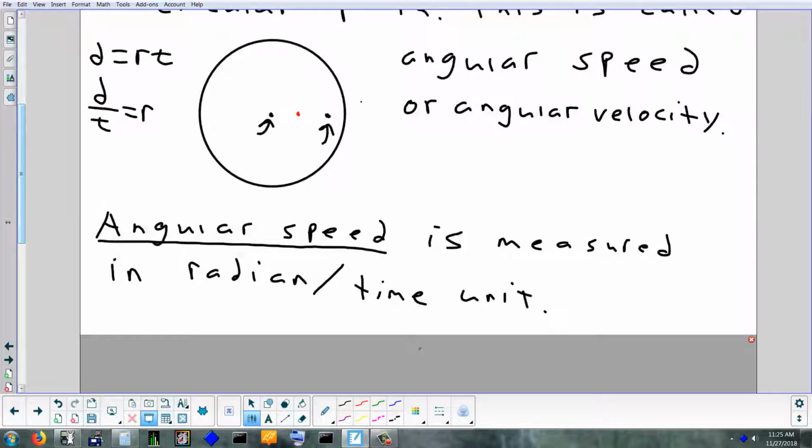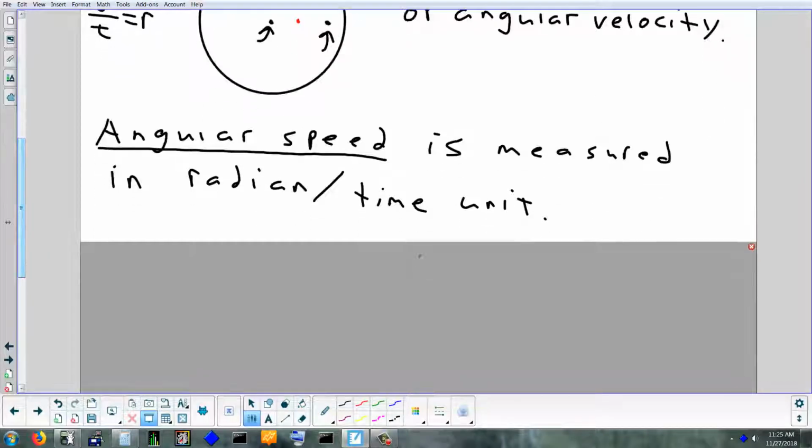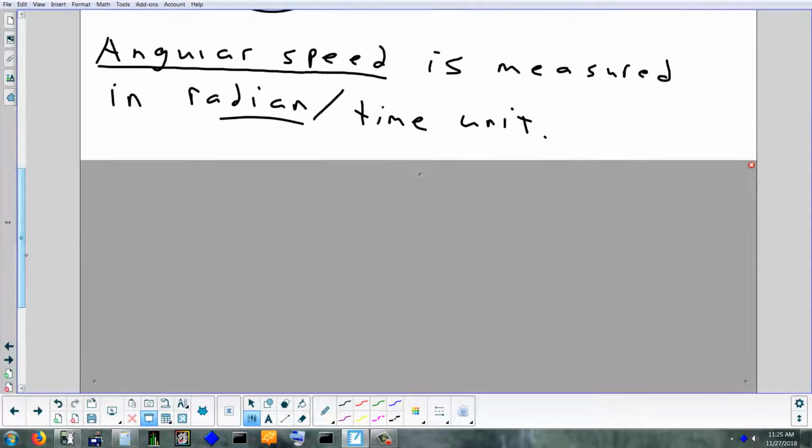So angular speed, if they do not specify in the problem, is always measured in radians per whatever time unit. There's no set time unit. Radians per second, radians per minute, radians per hour. Doesn't matter. But it's always radians per something. Right? So there'll be some problems in the homework that say find the angular speed, and people are usually like, I didn't know what unit to use. Well, this is the default unit. You always use radians per whatever the time is.